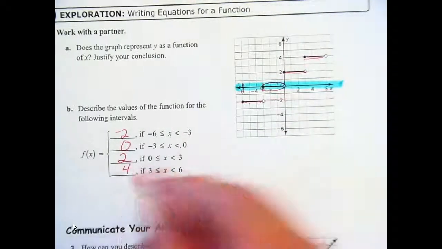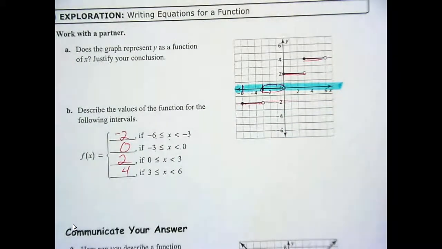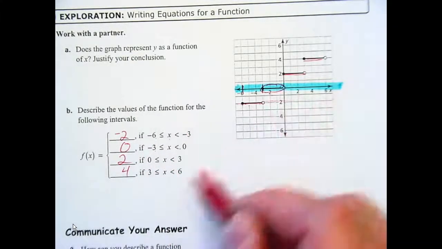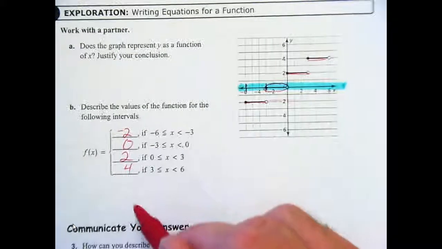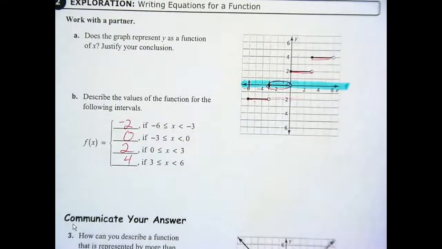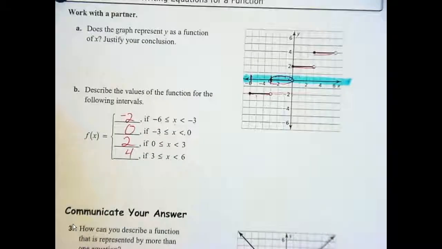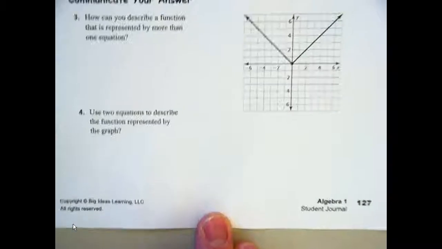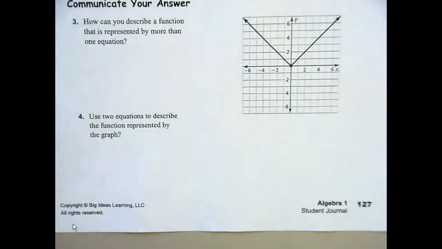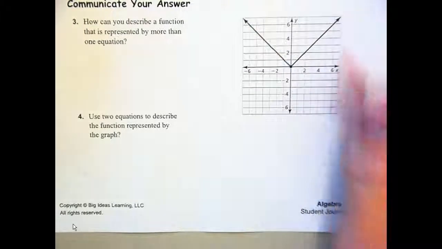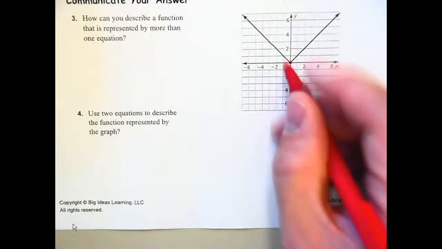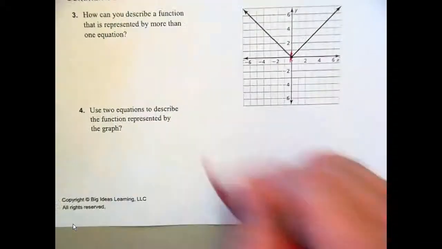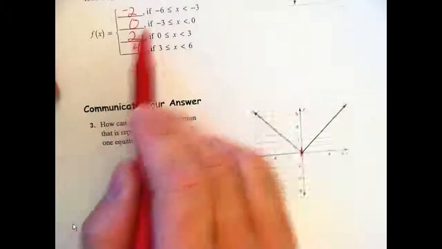Okay. So, you guys, a piecewise function just says at these specific intervals on the x-axis, this is your function. Okay? All right. So, any questions there? All right. Next piece. Use two equations to describe the function represented by the graph. So, you have a function here. We have two different pieces. We have this interval from here over and this interval from here over.